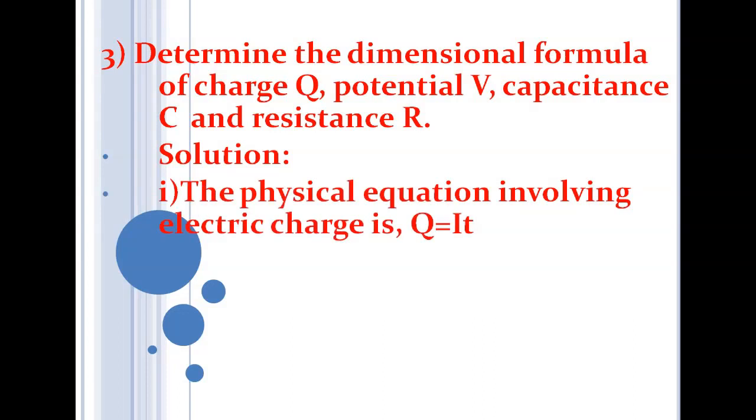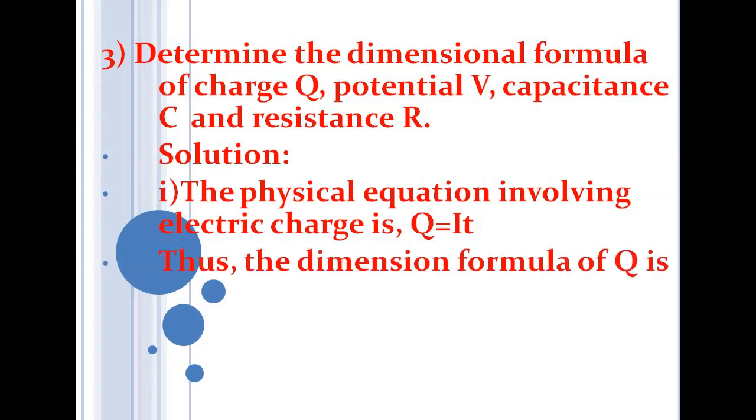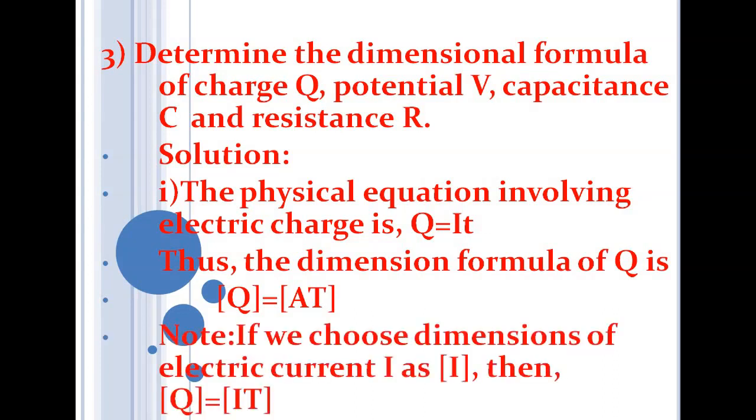Now for the first one, electric charge. The physical relation involving the electric charge is simply Q equals IT, where I, the electric current, is defined as the rate of change of electric charge. So simply Q equals IT we can write. Now the dimensional formula for Q: for electric current I is A, for time it is T, so the dimensional formula for Q is AT.